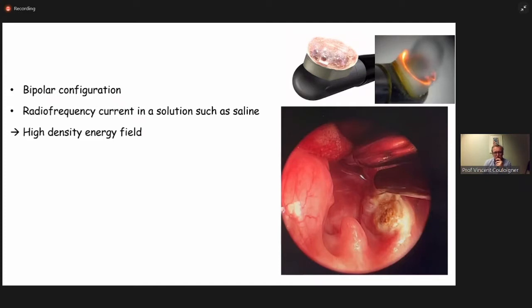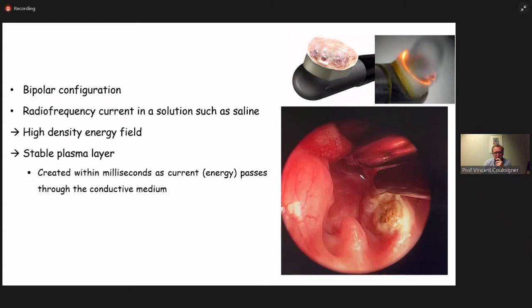So this COBLATION tool creates a high density energy field, which in turn creates what is called a stable plasma layer. And this plasma layer is created within milliseconds as the current passes through the conductive medium, which means through the saline. So it's a very quick process. This plasma layer is very thin. As you can see, its thickness is about 100 to 200 microns around the active electrode.